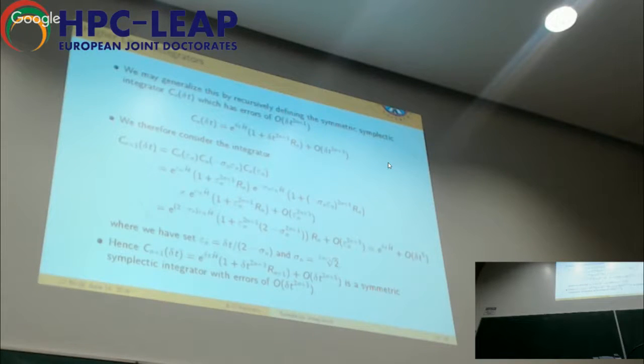And if you're going to program it, it's very easy because we just recursively define Cn in terms of Cn minus 1, and you end up with n equals 1 by just using a leapfrog integrator. So this is a class of symmetric symplectic integrators whose errors can be made an arbitrarily high power in delta tau.